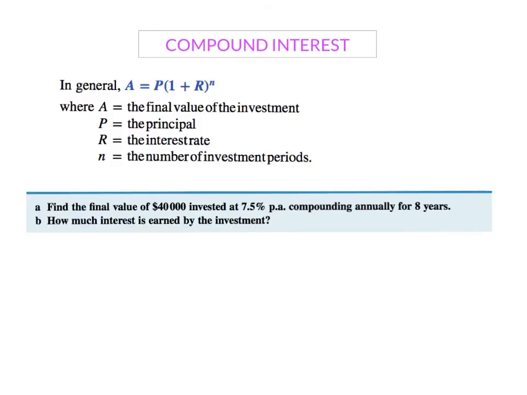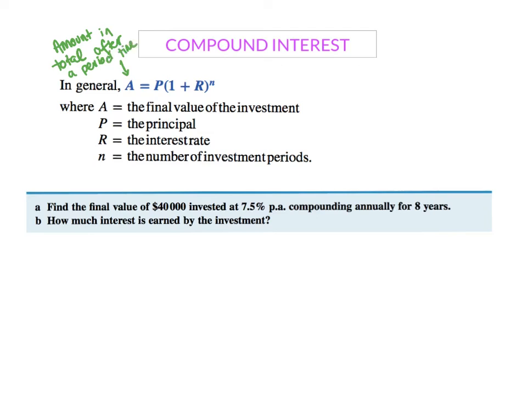So we have a general formula. So this is the formula. So this A here is the amount you have in total after a certain period of time. That's what the A stands for, the final amount.